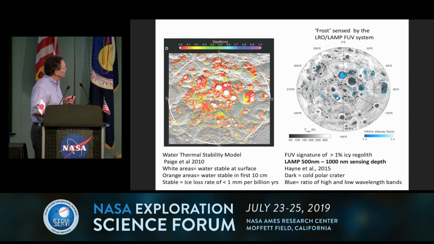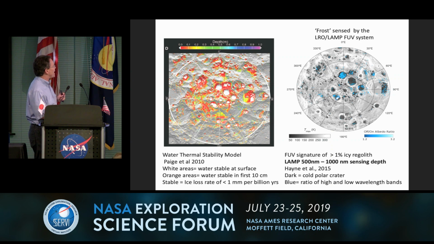So by now we're all familiar with these 2 plots. In particular, this is the water thermal stability model based on temperature in the South Polar region, Paige et al. 2010. The white areas represent places where the temperature is so cold that water frost could be stably trapped within the polar crater. And by stable, we mean that the ice loss rate would be less than a millimeter per billion years.